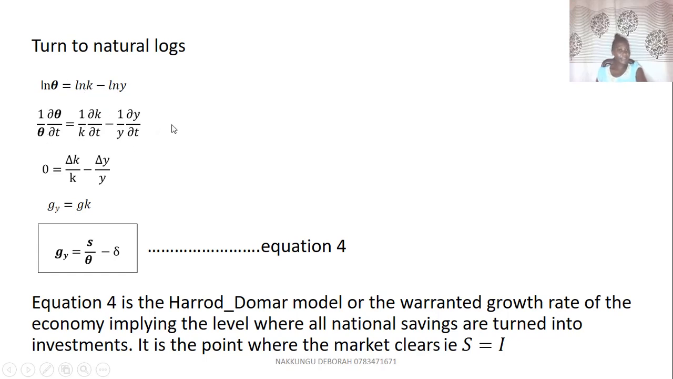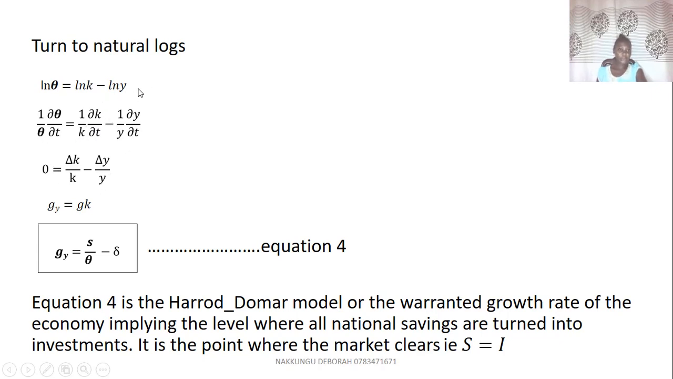Now remember, from the beginning I told you that the shares of capital and labor in national income are fixed, meaning that the theta and the alpha are fixed, right? And if we come to derivatives, if we differentiate a constant, that is a 0, right? And dk dt is the change in k, right? If you are saying dk dt, change in k over change in t, so it's a change in k. So that's why here I'm having 1 over k times a change in k, which is the same as change in k over k.